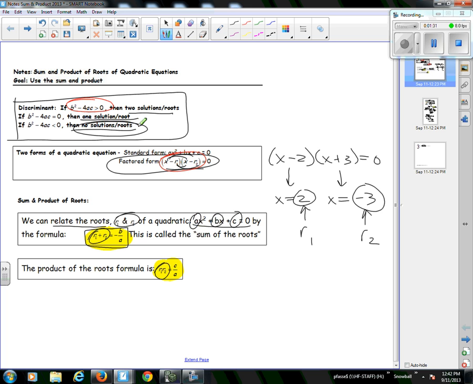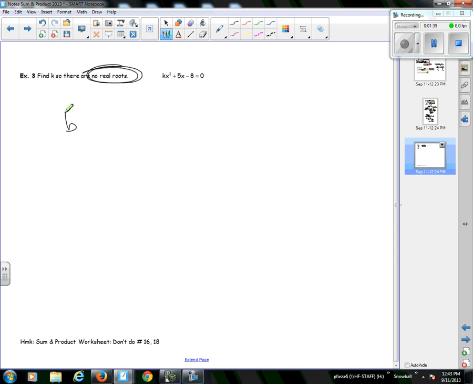So what information can we gather from there? We know for whatever this quadratic is, b squared minus 4ac is less than 0. Let's write it down. B squared minus 4ac is less than 0. Note, this problem has nothing to do with sum and product of the roots. It just has to do with the discriminant. Now look at what we have here. Our goal is to find k.